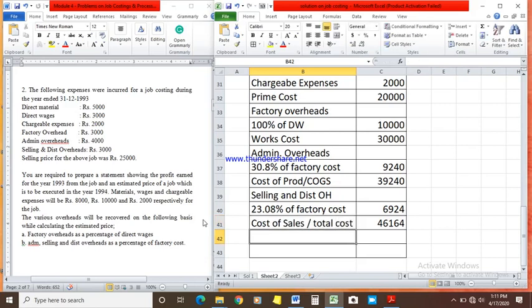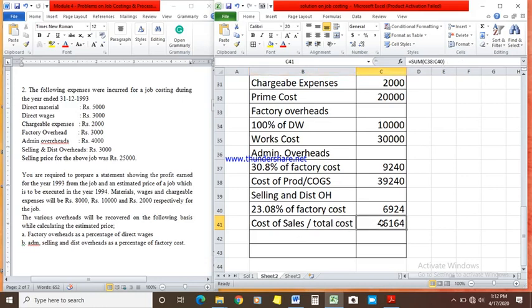Now what is the question we are supposed to answer? You are required to prepare a statement showing the profit earned for the year 93 from the job and an estimated price of a job which is to be executed in the year 1994. And hence this is the estimated price of the job. It does not ask us to calculate the profit component here. They are asking us what is the estimated price of a job to be executed in the year 1994. So the total cost of doing this particular job comes to 46,164.